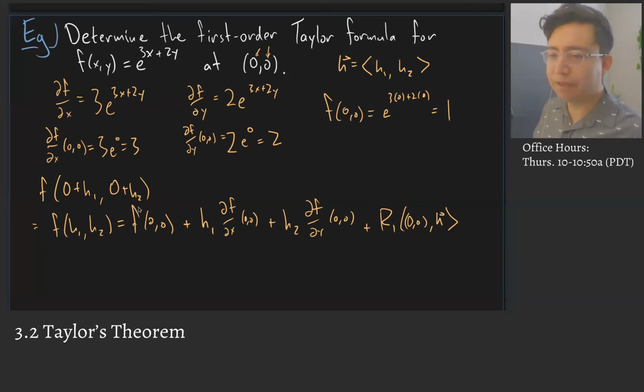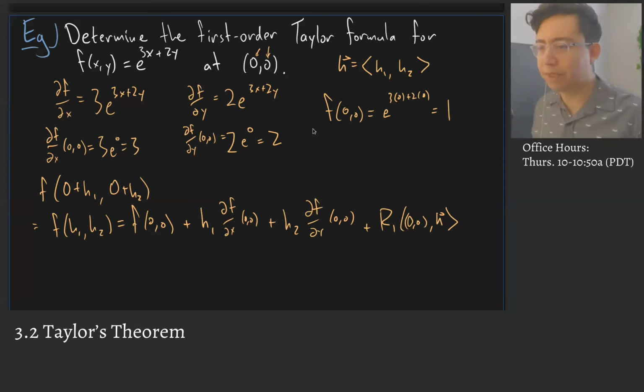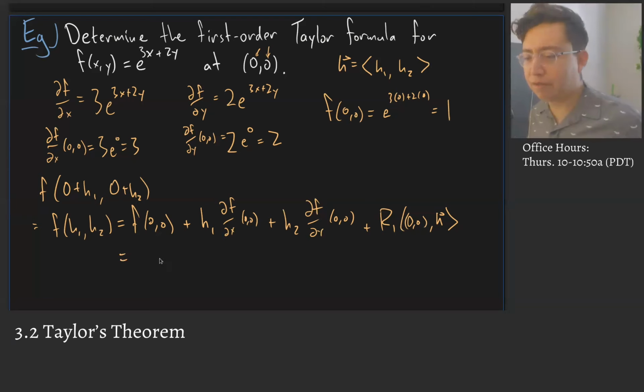And now we're going to fill in these things here. We're going to fill in this and this, and this. F of 0, 0, and then the two partials, which is what we did up here to start. So f of 0, 0 is 1 plus h1 times 3 plus h2 times 2 plus, and then this we can't fill in, so we just leave it alone like that.